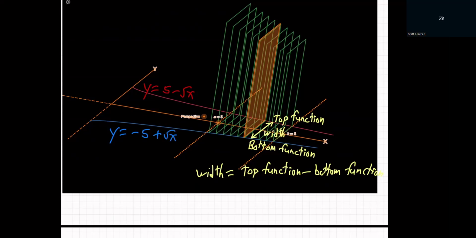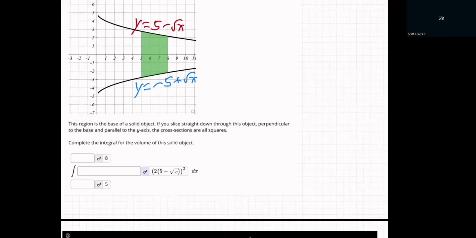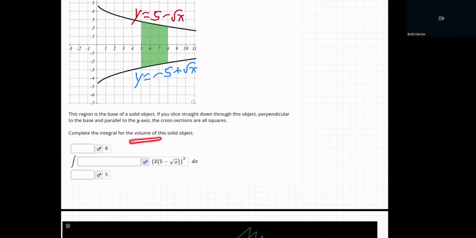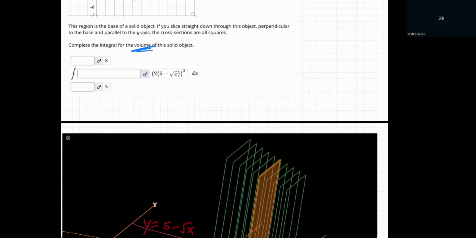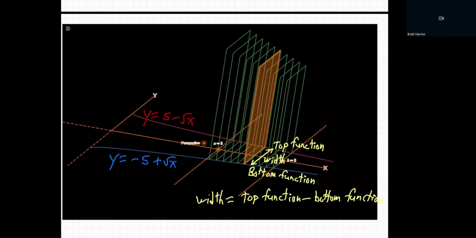Okay, so how are we going to find the volume of this three-dimensional shape? That's what we're being asked to do. How are we going to do that? We want to find the volume. It's the first time we've done volume. Well, for the volume, we're going to basically need to add up each of these little boxes.